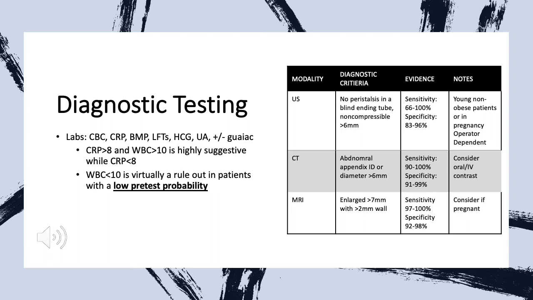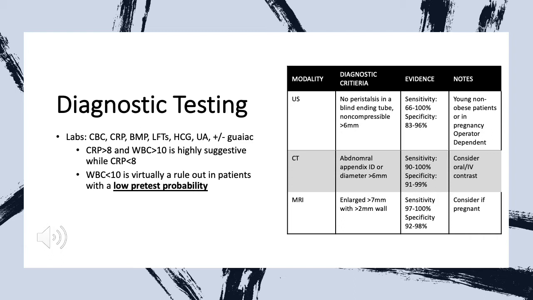Now for imaging, there's a couple different options you can choose. Ultrasound is definitely a good option, particularly in young patients who have body habitus that is conducive to ultrasound and in pregnancy. It's important to note that ultrasound, like always, is operator dependent here, and this can be a tough ultrasound to capture. What you're looking for is a blind ending tube that doesn't have peristalsis. And classically, you're just going to see a non-compressible structure that's greater than 6 millimeters. You might see some fluid around the appendix, but that's really not necessary for diagnosing appendicitis.